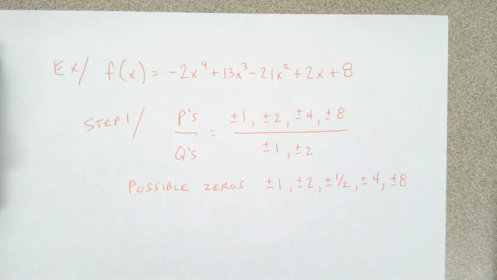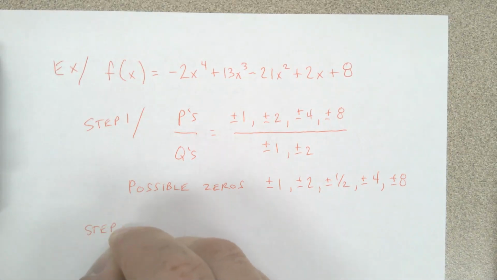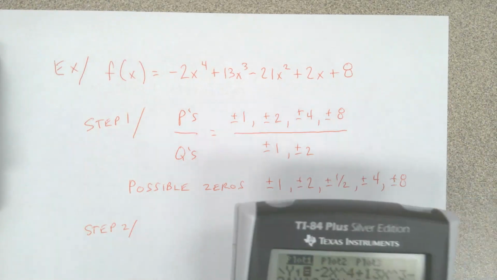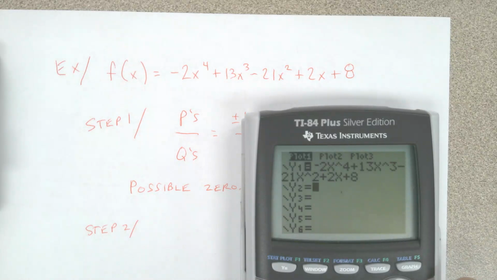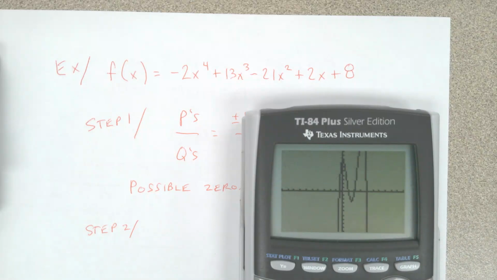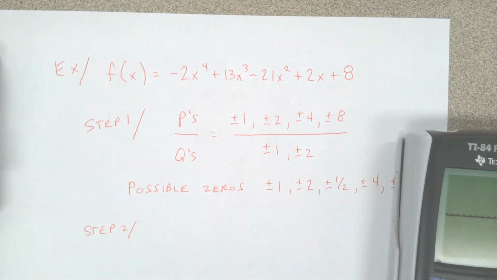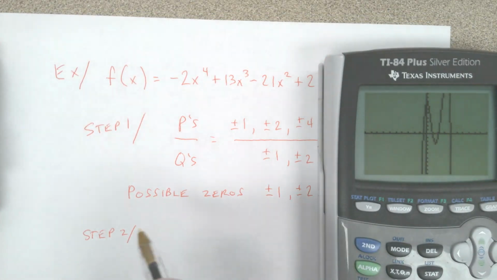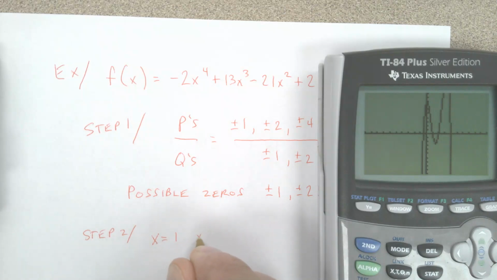Now remember, the next step, we're going to go ahead and use our graphing calculator and type that in. So I've already, just to save a little bit of time, typed it into the calculator. When we graph that, you can see here's what our graph looks like. I'm going to pick a couple of these, because we're going to use synthetic division twice here. It looks like it's passing through at 1, and it also looks like it's passing through at 2. So using that, I'm going to say x equals 1 and x equals 2.